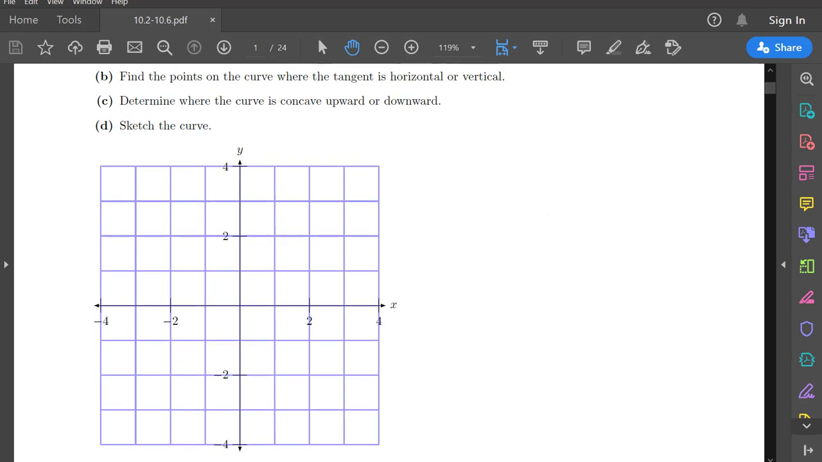So lastly, we want to go ahead and sketch the curve.